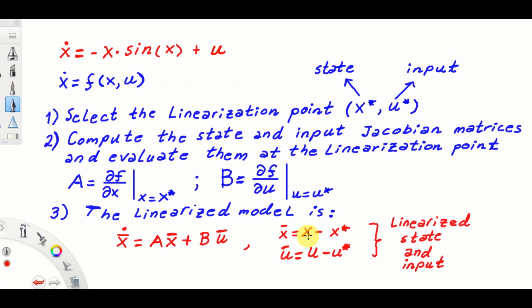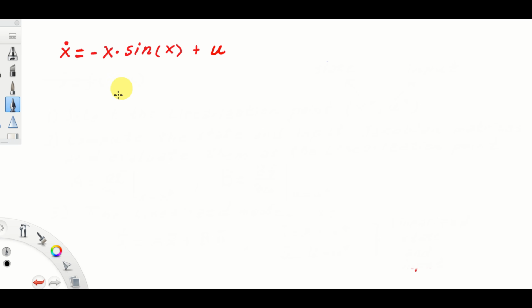After we form these relative state and input variables, we can write the state space model that looks like this, where A and B are these matrices over here. From this state space model, you can compute the transfer function relatively easily. Let us now apply this procedure. The first step is to select the linearization point. In my case, the linearization point is, the state will be x star equal to pi over 2 and the input will be u star equal to 0.